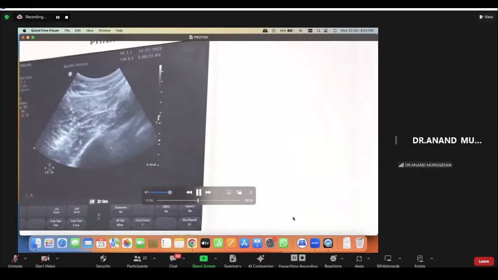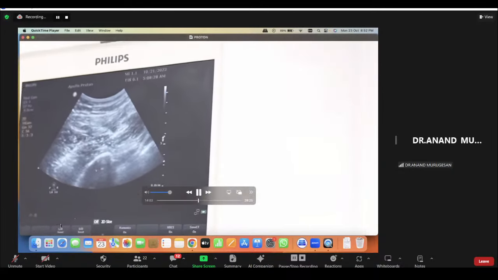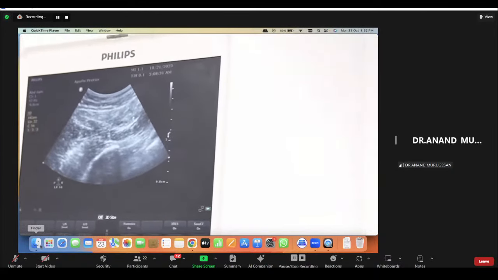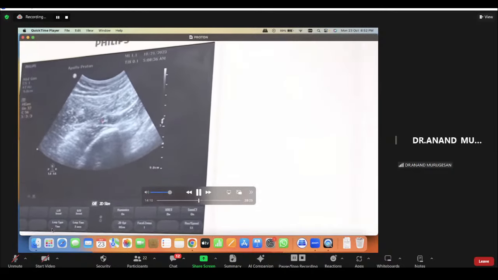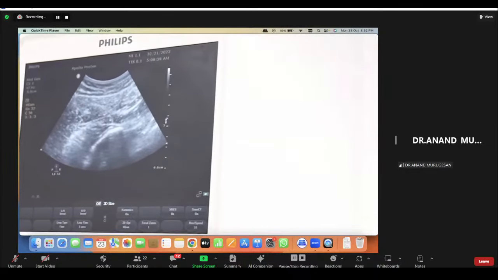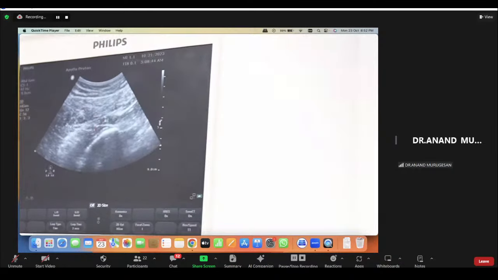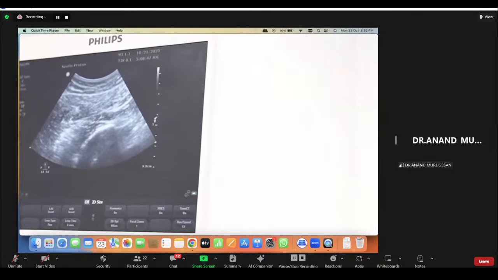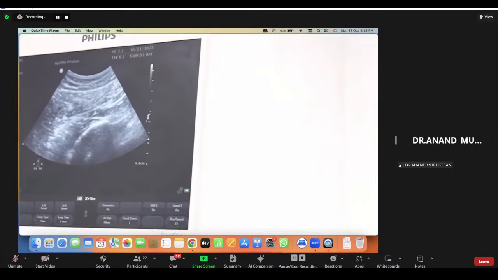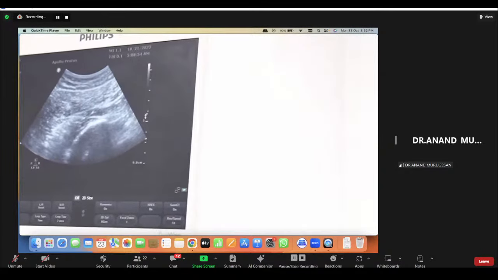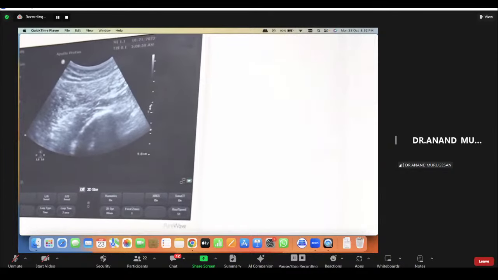Now again, I started scanning down. As I scan down, you can see a beautiful muscle. As soon as the greater sciatic notch is formed, you can see the muscle here. This is the skin, subcutaneous tissue, a bulky gluteus maximus muscle. And below this muscle is the piriformis muscle. This particular model is a young model, so you can see a nice thick bulk of the piriformis muscle below the gluteus maximus.